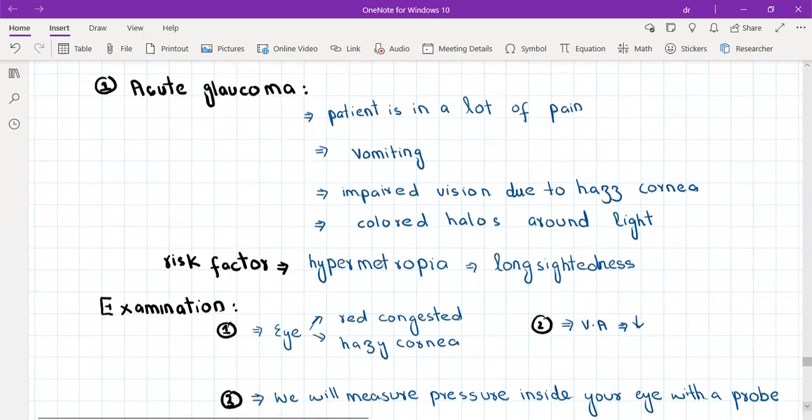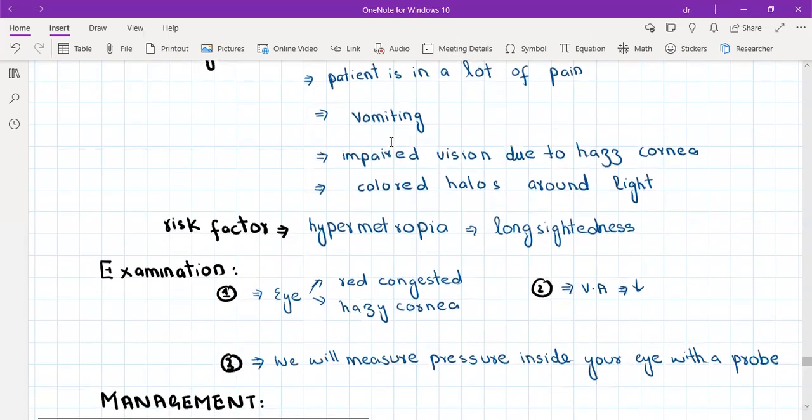Okay, so the patient is in a crazy amount of pain. He's vomiting, his vision is impaired, and the cornea is edematous. And the one thing that is really specific to glaucoma is there are colored halos around light. So the patient says that I can see colored rings, colored halos around light. There may be risk factors in the history like hypermetropia. The patient may say, Doctor, I'm long-sighted.